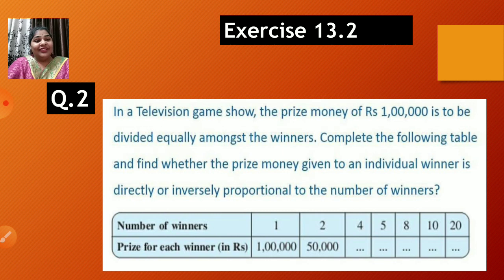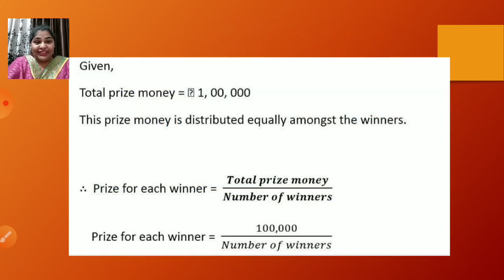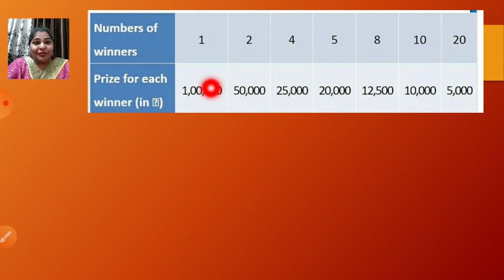Now pay your attention here. If the number of winners is 2, I will divide this 1 lakh by 2. If the number of winners is 3, I will divide the 1 lakh by 3. If the number is 4, I will divide by 4. So equal distribution means I will take the total prize money divided by the number of winners. Hence the prize of each winner will be total prize money, that is 1 lakh, divided by the number of winners. So these are the number of winners, children.